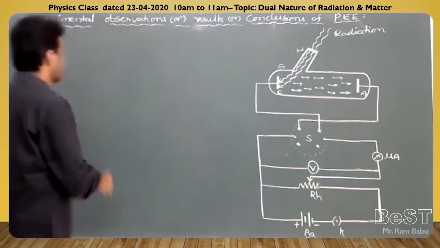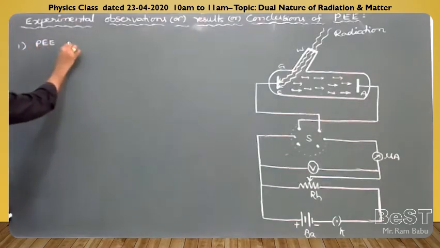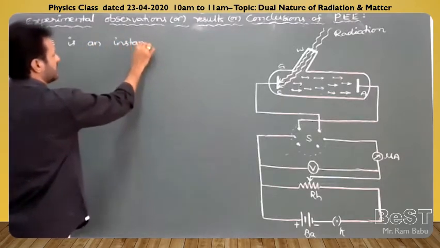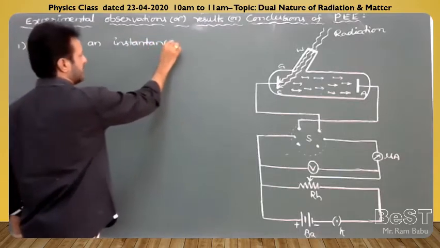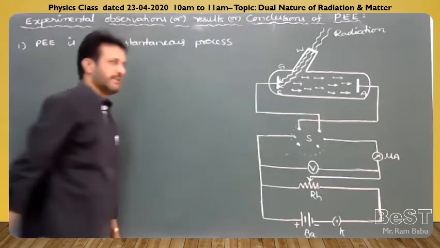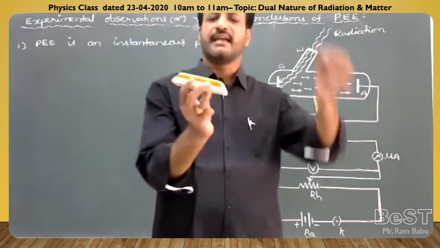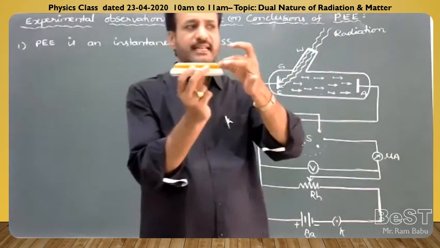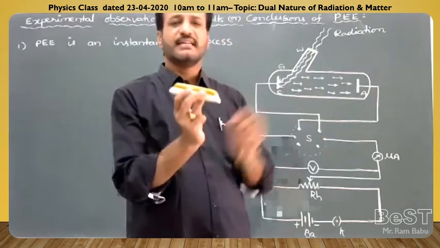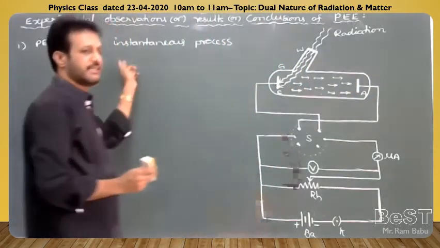That's why one point you can write: photoelectric effect is an instantaneous, means a sudden, process. What does it mean? It means as soon as the radiation falls on the metal plate, immediately electrons are emitted from the metal plate. There is no time lag between the incidence of the light and the emission of electrons. Hence, it is called an instantaneous process.